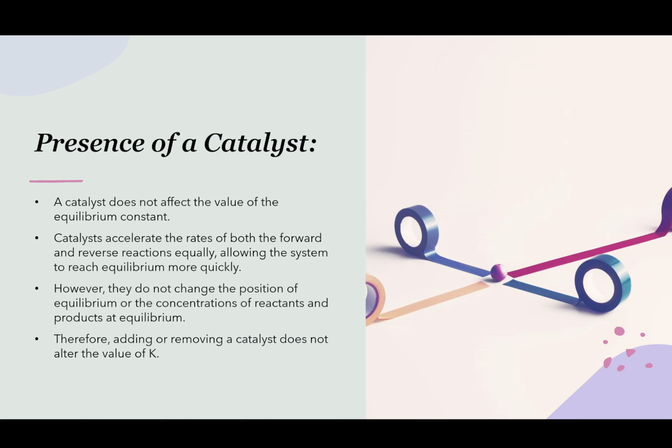The presence of a catalyst. Catalysts do not affect the value of the equilibrium constants. The catalyst will accelerate the rate of both the forward and reverse reactions equally, allowing the system to reach equilibrium more quickly. So it actually doesn't affect K at all. And when we talk about K, we're talking about Kc and Kp. It doesn't really affect anything at all. Catalysts don't really do anything other than increase the rate of reaction via an alternative pathway.